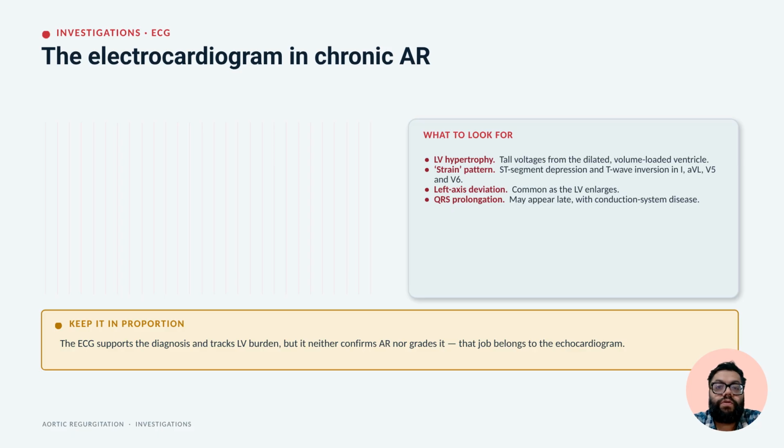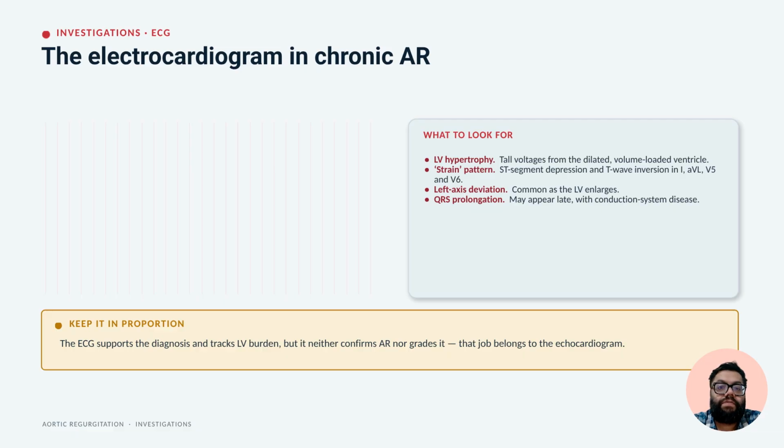The electrocardiogram in chronic aortic regurgitation is a supporting actor, not the lead, but it tells a coherent story. Because the ventricle is dilated and working hard, you see the voltage criteria of left ventricular hypertrophy, and overlaid on that is the so-called strain pattern, downsloping ST depression and T-wave inversion in the lateral leads, that is leads 1, aVL, V5, and V6. As the ventricle enlarges, the axis often swings to the left, and later in the disease, when conduction tissue becomes involved, the QRS may widen.